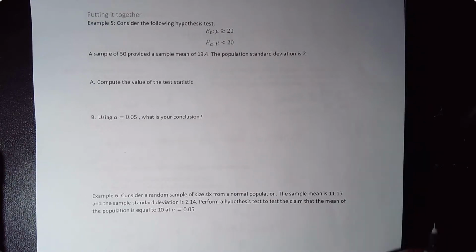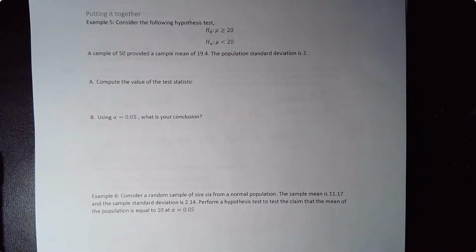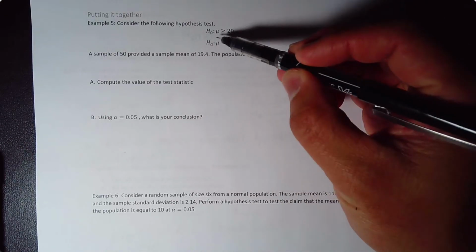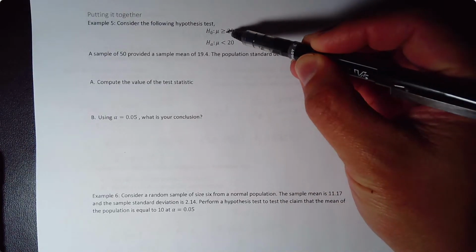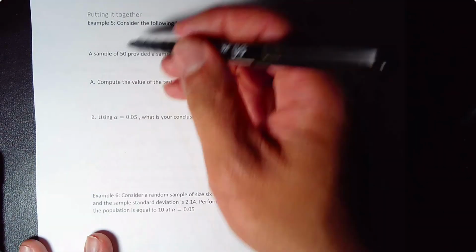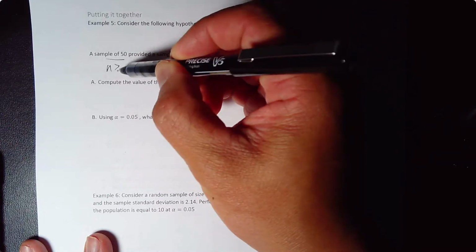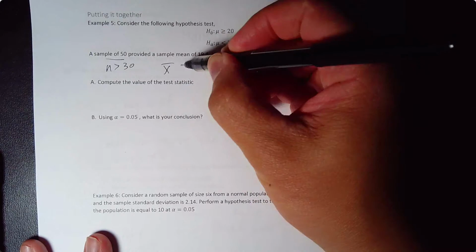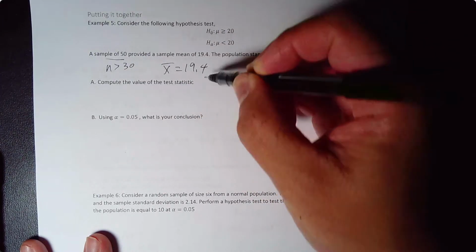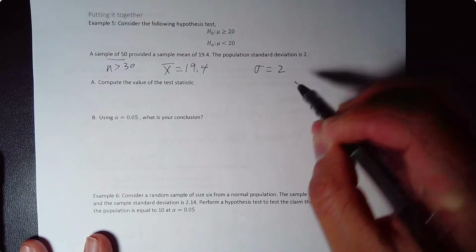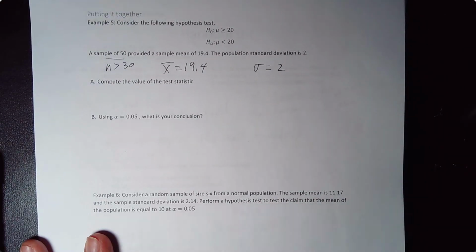Okay, so let's use the last example to put it all together. Here we go. I have a hypothesis test with greater than or equal to, so this is going to be a one-tail test. Sample of 50, so my n is greater than 30, so I have a normal distribution. x bar equals 19.4, that is what I observe. I know the population standard deviation. Good. So I know that I'll be using a z distribution, a z critical value.